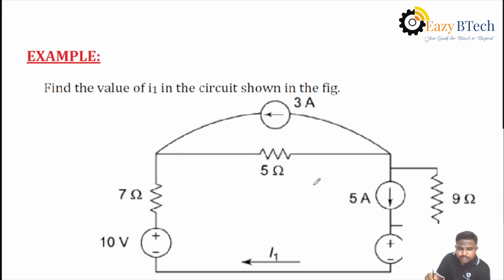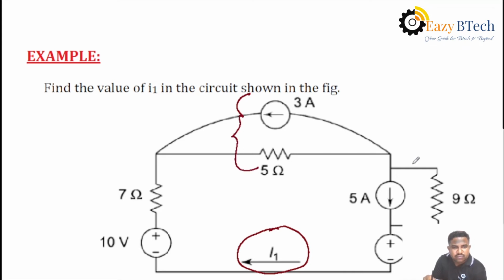Here, our aim is to find out this branch current, the loop current I1. That's why we cannot disturb the given loop. Why? Because our requirement is to find out the loop current I1. Then in the given problem, 3 amperes and 5 ohms form a parallel current source, and also 5 amperes and 9 ohms form a current source. Then these current sources you can change into voltage sources. Then the complete circuit becomes a single loop circuit.